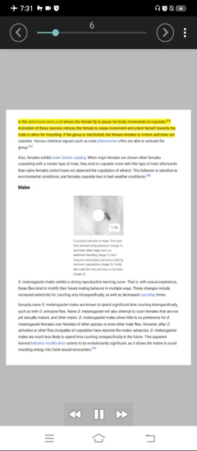Activation of these neurons induces the female to cease movement and orient herself towards the male to allow for mounting. If the group is inactivated, the female remains in motion and does not copulate. Various chemical signals such as male pheromones often are able to activate the group. Also, females exhibit mate choice copying.